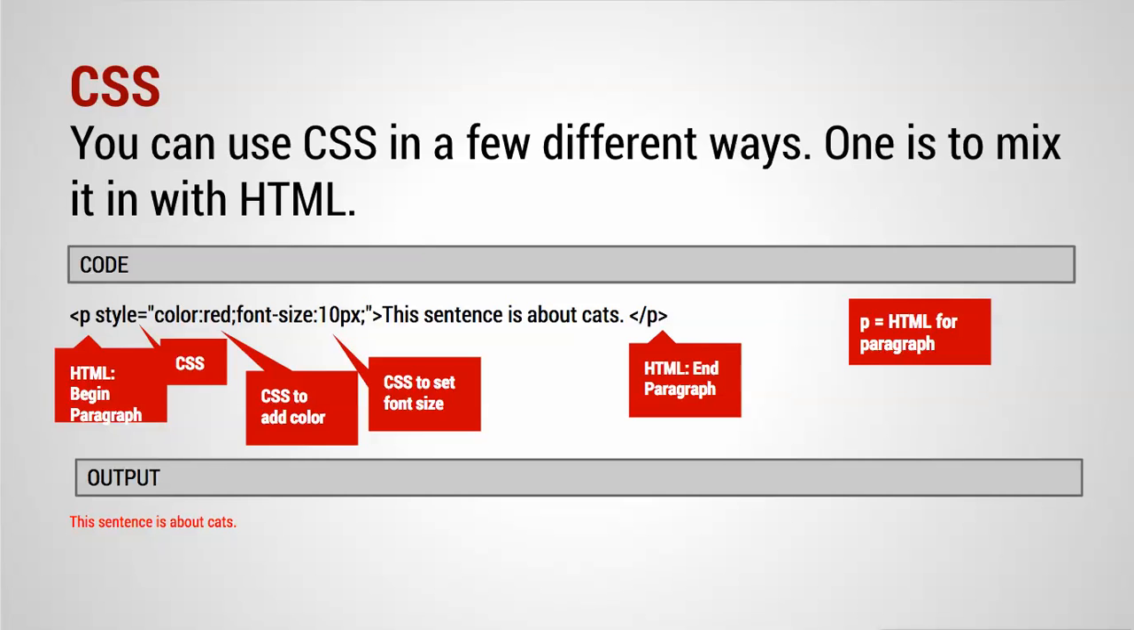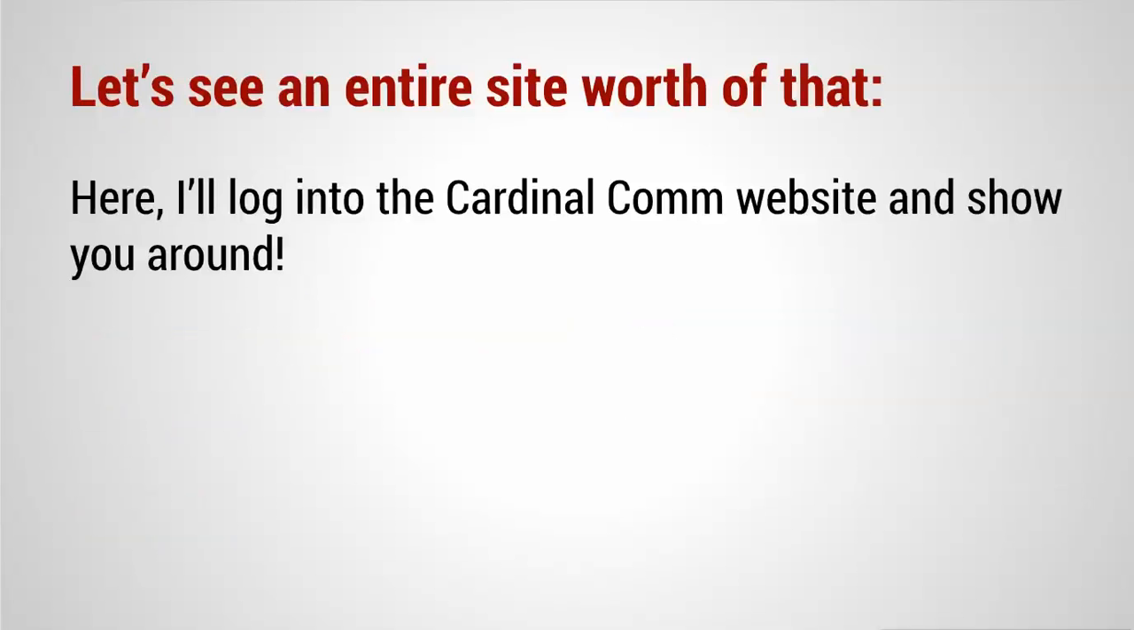So in this example, and again, you won't be writing any CSS, but I want to show you how it works. We've mixed CSS in with the HTML, and the output is that we have the same sentence about cats, but now it is red and it's at 10 pixel font, so it's smaller. So CSS lets us change the attributes of what's on the page. HTML lets us change where it is and what division it's in. CSS helps us change what it looks like, the attributes.